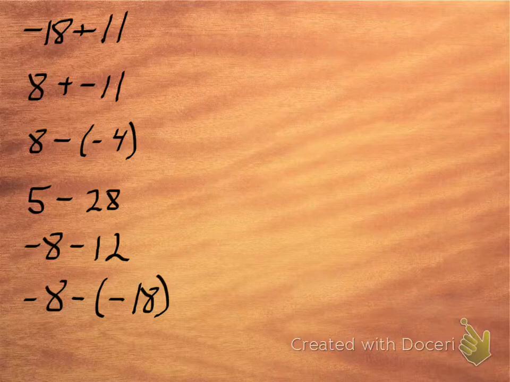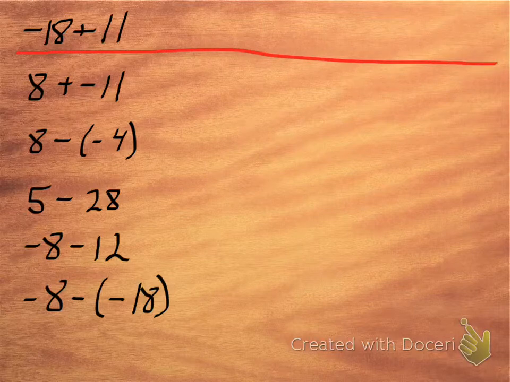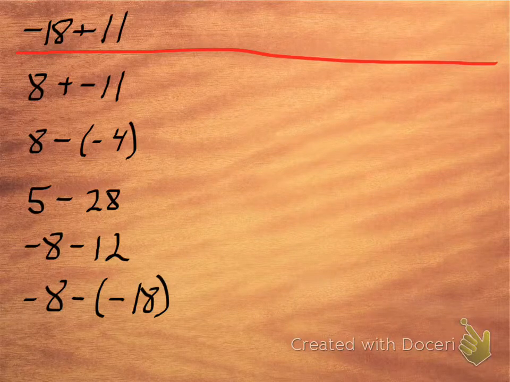Okay, Joshua, is the first one going to need the first commandment? It's negative 18 plus 11. Is there any subtraction there? No, there's not. So we don't even need to worry about it. So all I've got to do is go right to the second commandment. The second commandment says, if they're the same sign, find their sum. Are they the same sign? No. They're different signs. So what do I find instead? You find the difference. Excellent.